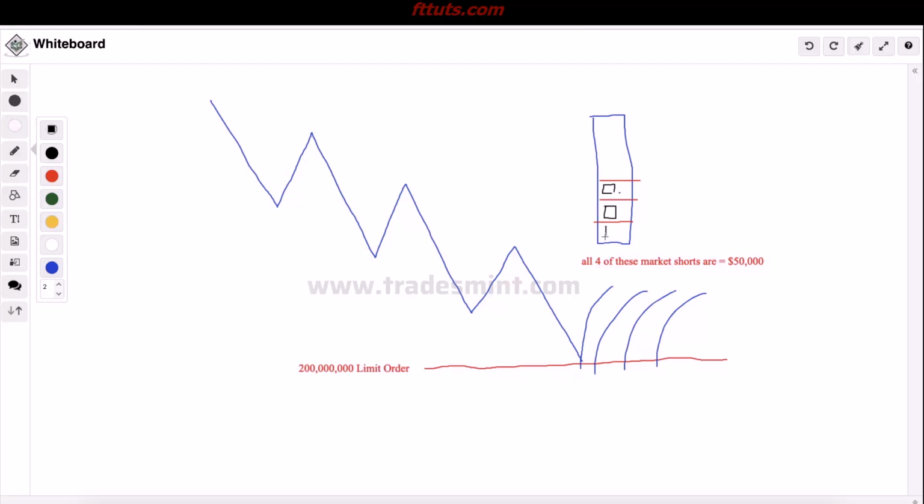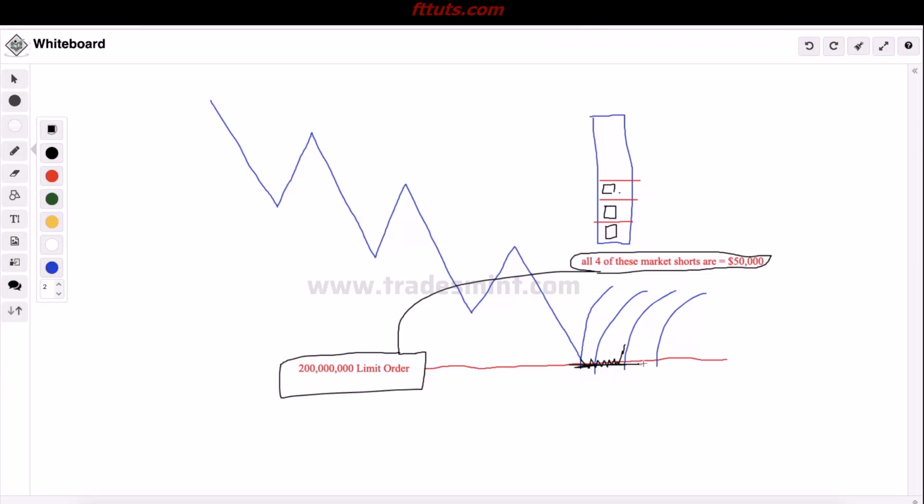We see stacked imbalances as we're coming down to a key area of support, but we also notice that price isn't really coming down. In fact, it's starting to come up. What does that mean? It means all four of these market shorts are literally just giving their money to fill this $200 million limit long. So the price is not going down because there's a large limit order being filled as these shorts are being placed into the market. Essentially, this $200 million limit long is holding the price at this level.